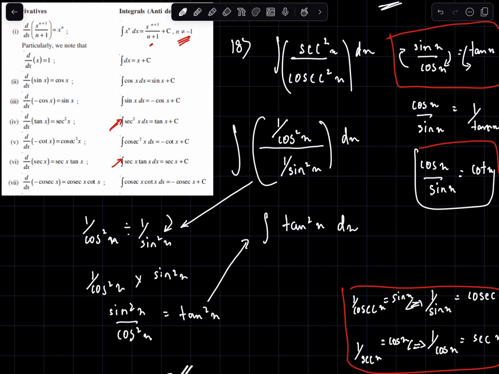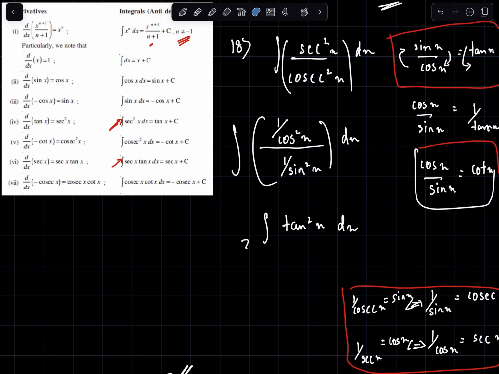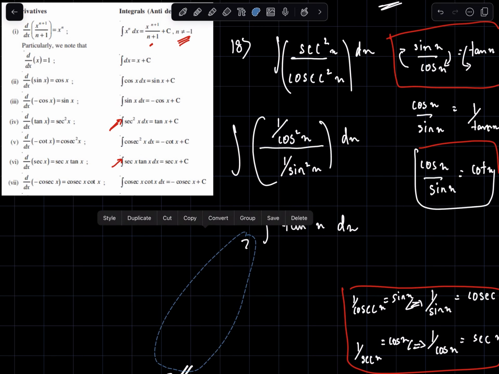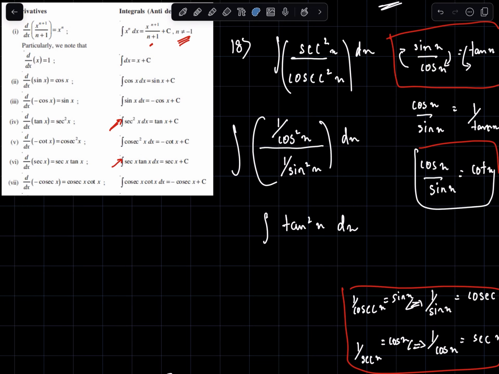What is this equal to? Do we have a formula for tan square x? We don't. We have secant square x. That is important because of the identity. Remember your trigonometric identities.